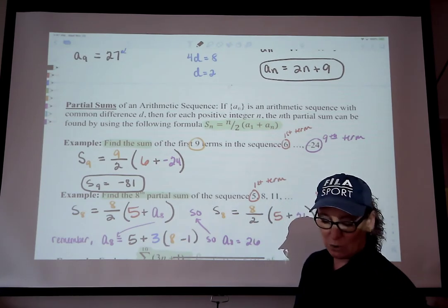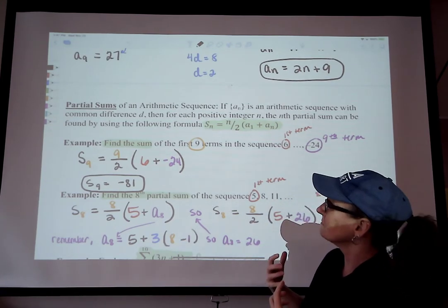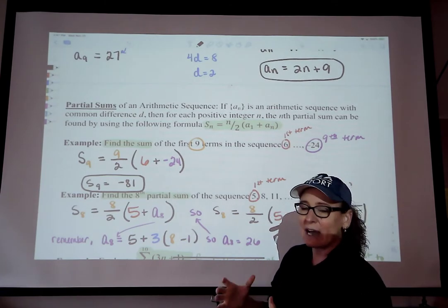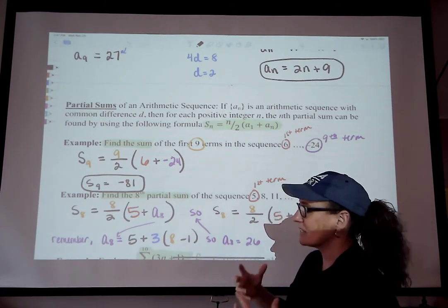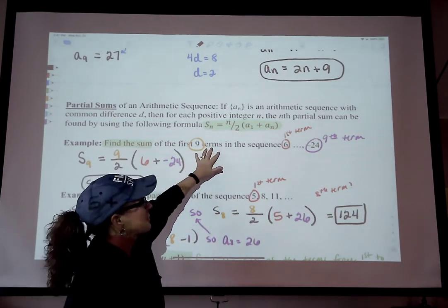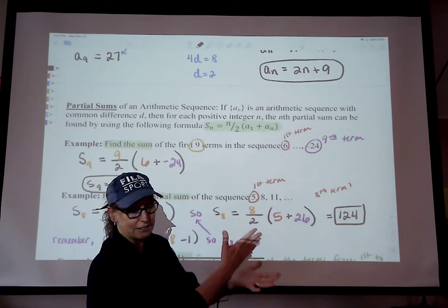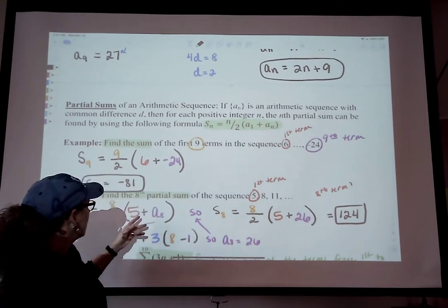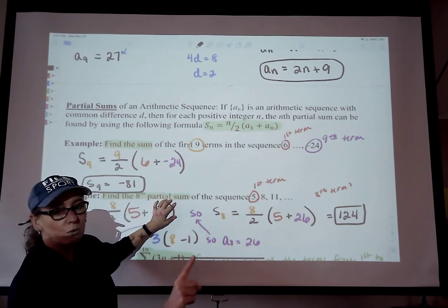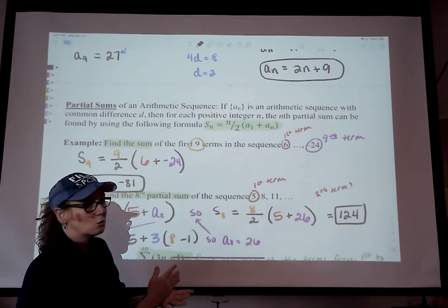So when we add numbers of a sequence together and they're arithmetic, we have to have a stopping point. And this is how it's going to be worded. It'll say, find the sum of the first 9 terms. So it tells you where to stop. Or, it's worded kind of funny, it'll say, find the 8th partial sum, which means start at 1, stop at 8.